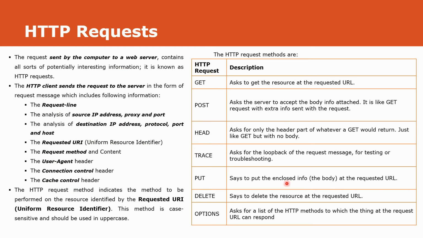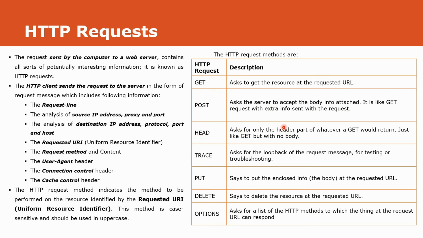Now see here, there are some methods for how we can pass the request to the server, available in this tabular form. That is important from the perspective of the examination. The first one is GET, which asks to get the resource at the requested URL. Another one is POST, which asks the server to accept the attached body. It is the same as the GET method, but it has some extra parameters and benefits.